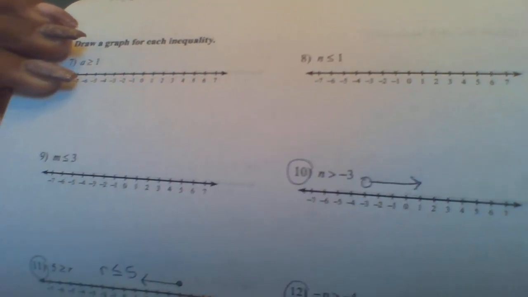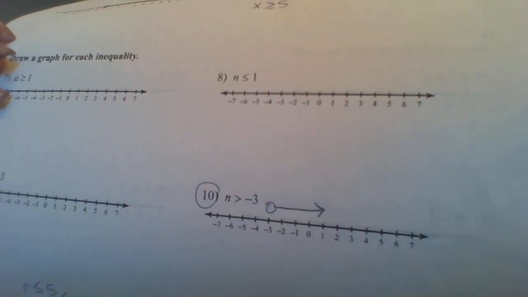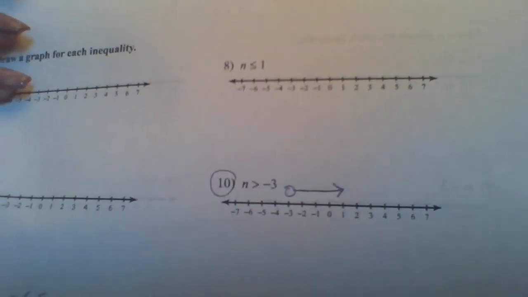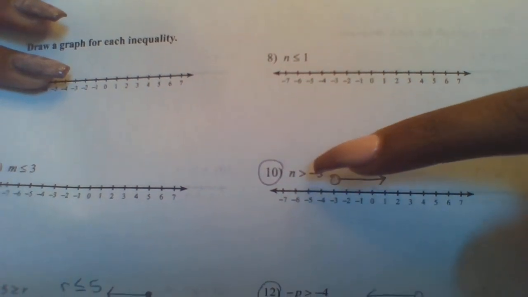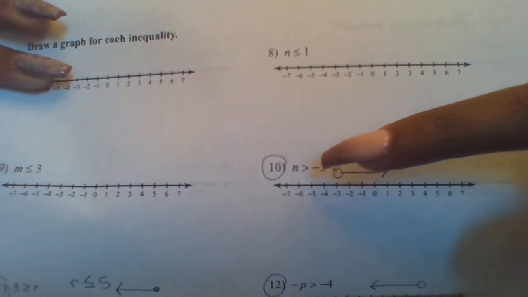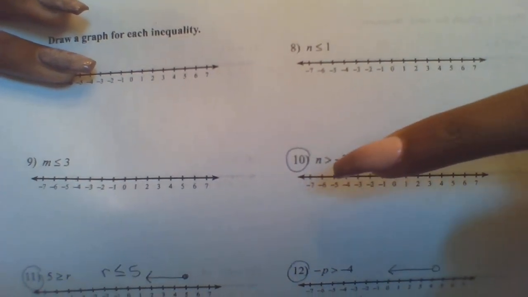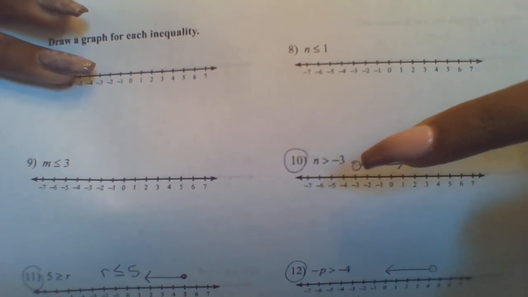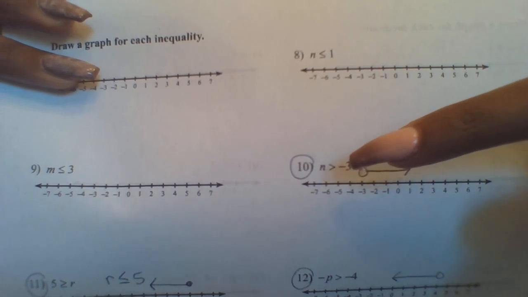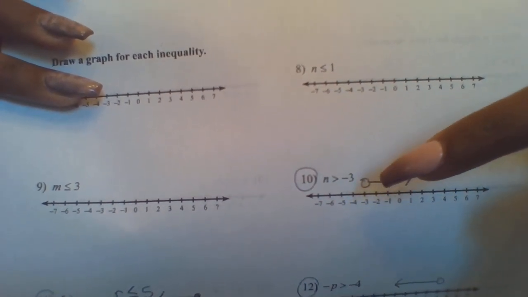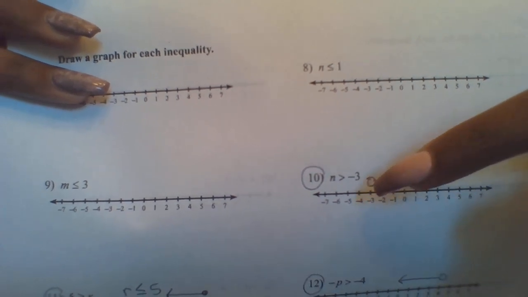So problem 10, we are given the inequality and asked to graph it. So we have this inequality here, n is greater than -3. Again, as I just said, when there is no line underneath the inequality, that means we're going to have an open circle because we are not including that value -3. We're including the values that are very close to it and are greater than n, but not -3.